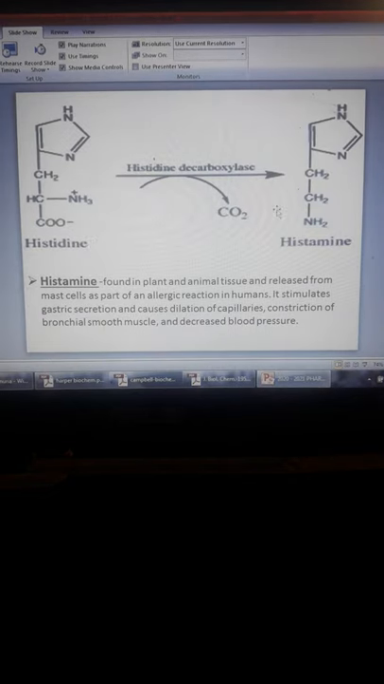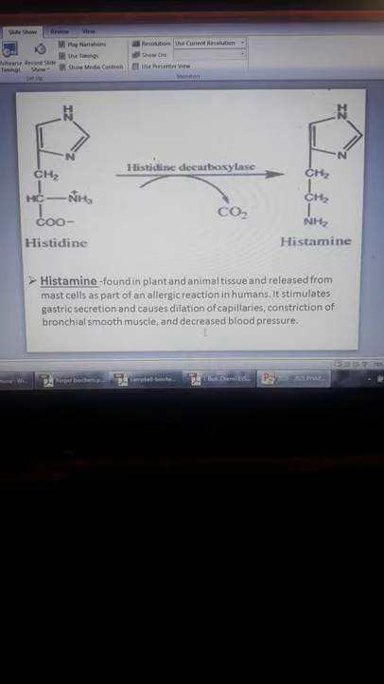Histidine is converted to histamine by the histidine decarboxylase enzyme. So there is removal of CO2, or carbon dioxide. Usually histamine is found in plants and animals. It is usually released by mast cells as part of allergic reactions in humans. It stimulates gastric acid, causes dilation of capillaries, constriction of bronchial smooth muscles, and decreased blood pressure.